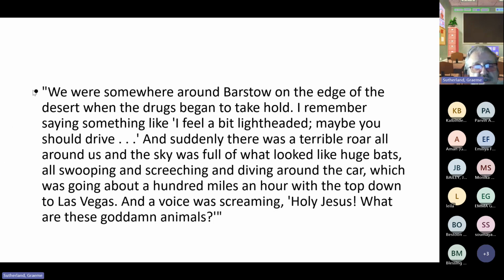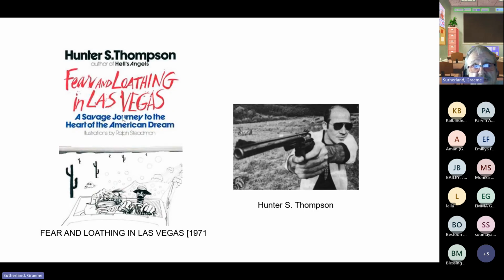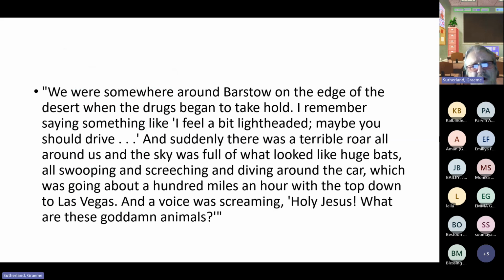So this is non-fiction, but non-fiction as we don't really tend to understand it. And this is the opening line, or line or two, from Fear and Loathing in Las Vegas by Hunter S. Thompson. "We were somewhere around Barstow at the edge of the desert when the drugs began to take hold. I remember saying something like, I feel a bit lightheaded. Maybe you should drive.